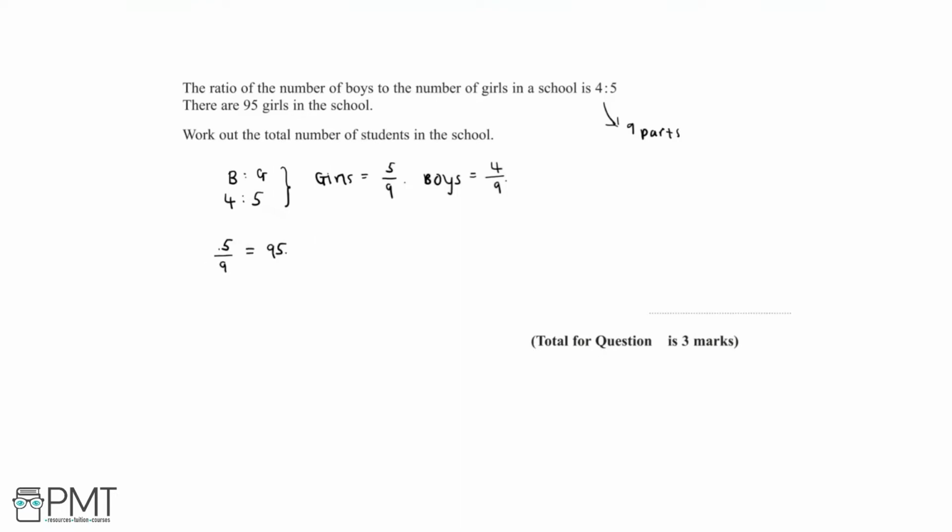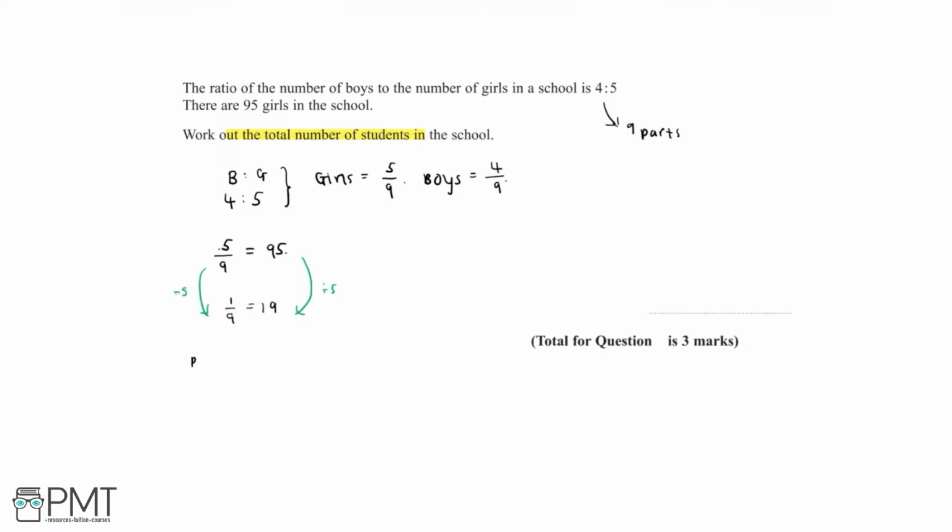Now remember that we're asked to find the total number of students in the school. In order to do this, we need to know how many boys are in the school, so that we can add the total number of boys to the total number of girls and find the total number of students. To find the total number of boys, we need to find the value of 4/9. Since we know the value of 5/9, we can divide both sides by 5 in order to find 1/9. And so we can say that 1/9 is equal to 19.